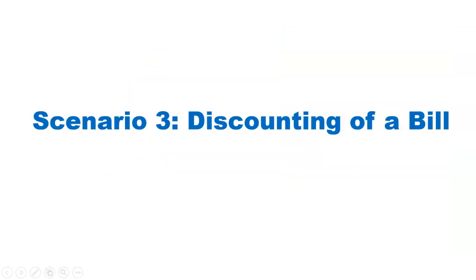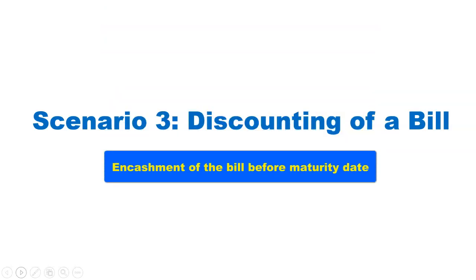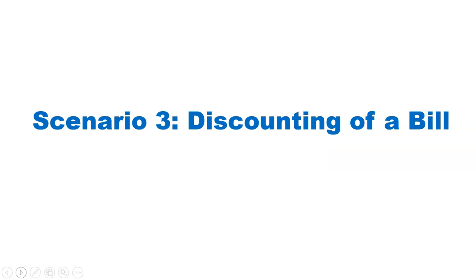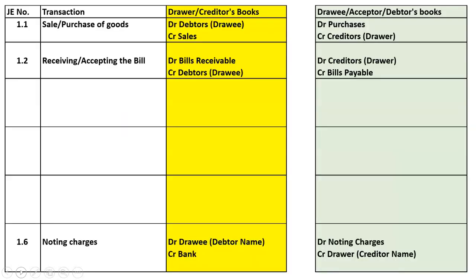Scenario 3. Discounting of a bill. Discounting of the bill refers to the encashment of the bill before the date of its maturity. The bank deducts its charges from the bill. The bank makes the payment of the bill after deducting some interest, called a discount in this case. Again, our first two and the last entries remain the same.